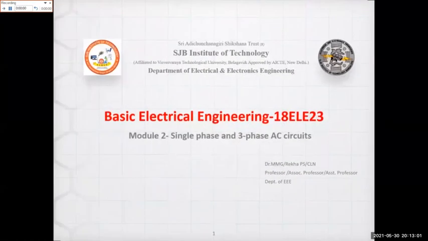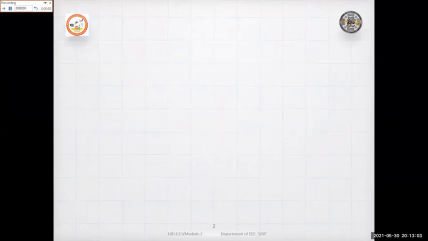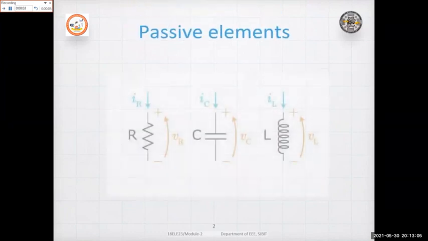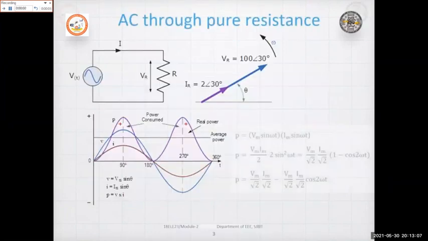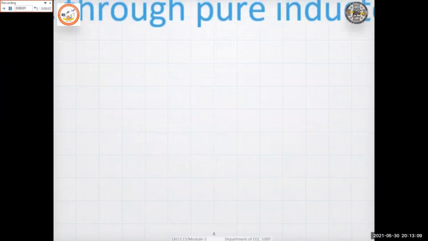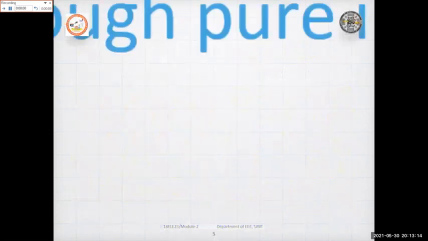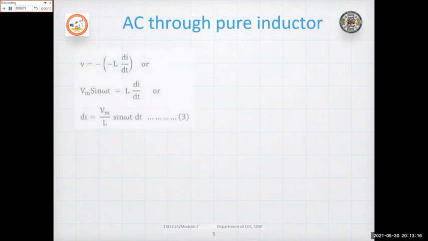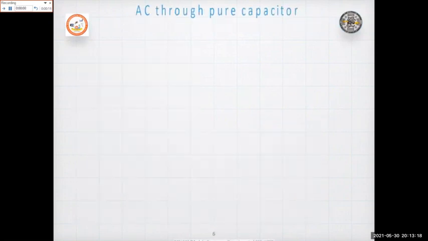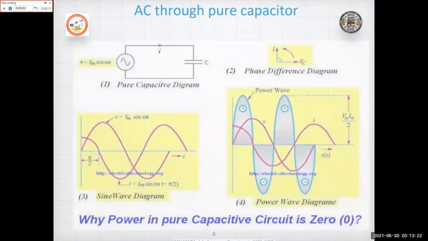Let us start today's class, single phase AC circuits. In that, I was discussing AC through pure capacitance. We have completed in the previous class AC through pure resistance, AC through pure inductor, and the corresponding derivations. Now let us talk about AC through pure capacitance.